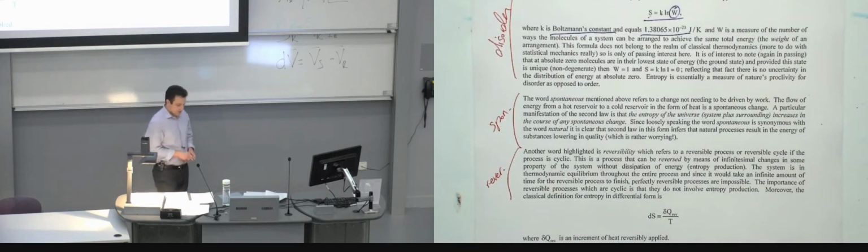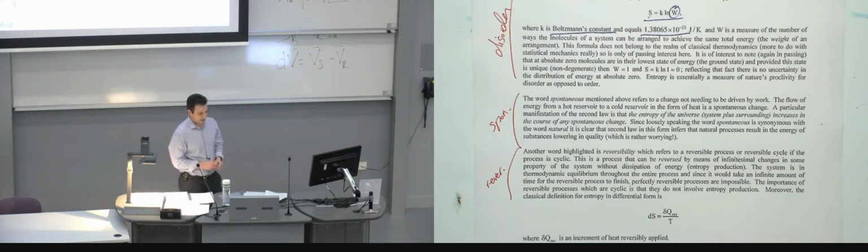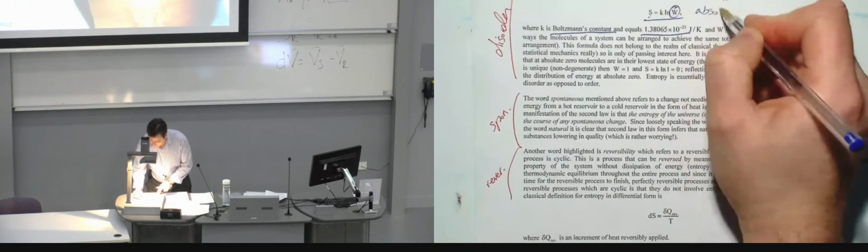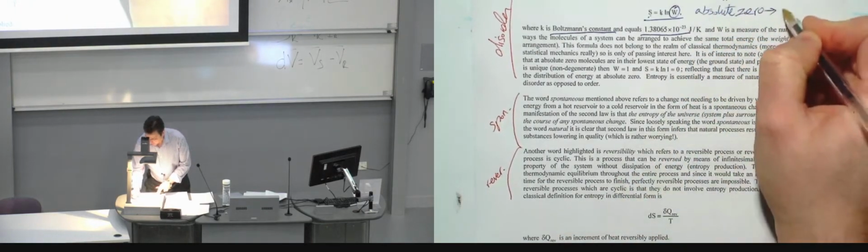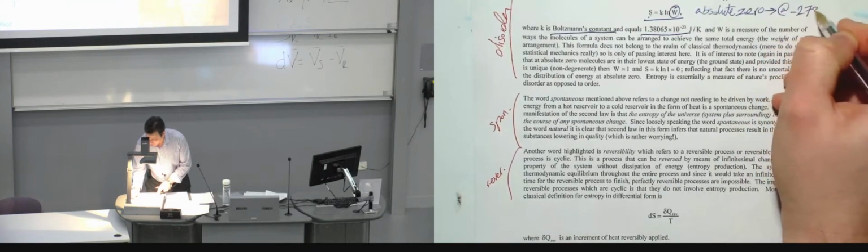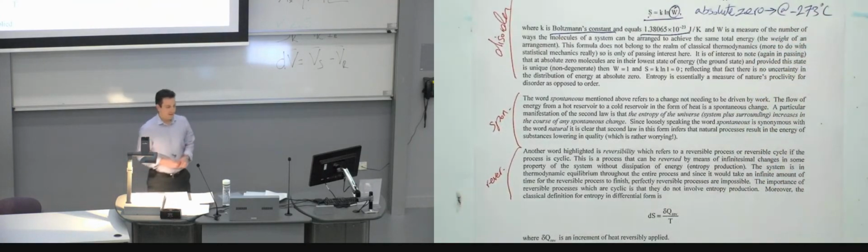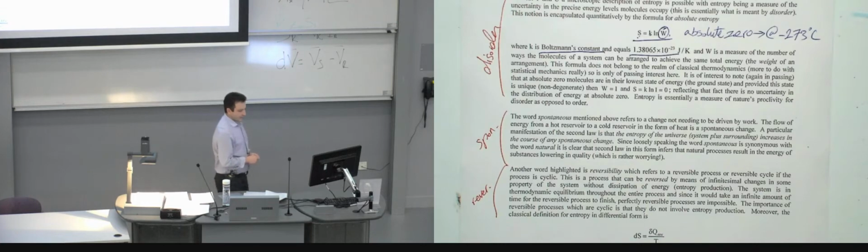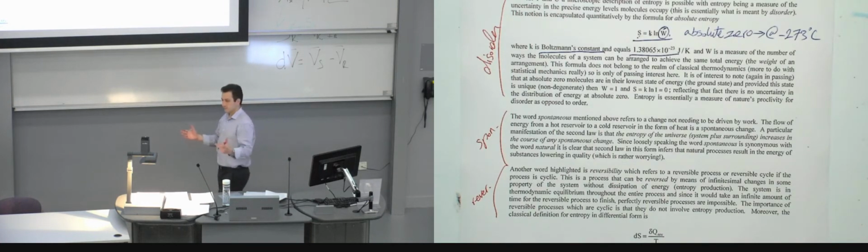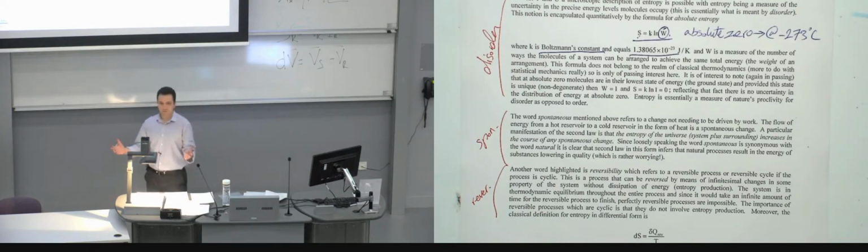Now, we can discuss this equation a lot, but I'm just going to give you one example. We have a situation called absolute zero. You may have heard about absolute zero, which is at minus 273 Celsius. That's the lowest temperature that could exist. At that temperature, it's so low that no particle can have any movement. So everything is frozen, literally.